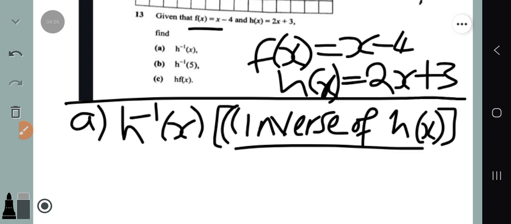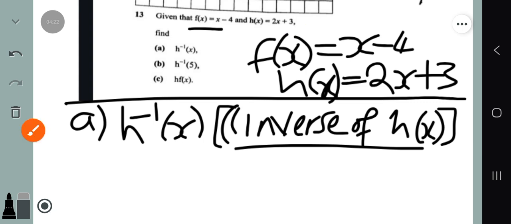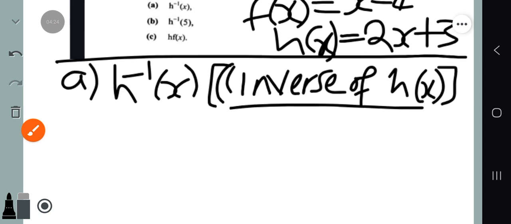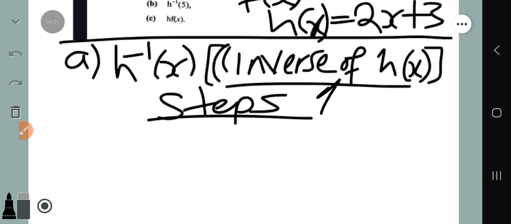So what is the function of h(x)? 2x plus 3. So find the inverse of 2x plus 3. To find the inverse of h(x), 2x plus 3, there are steps that you need to follow when finding the inverse. So let's find the inverse of 2x plus 3. This is the function of h.